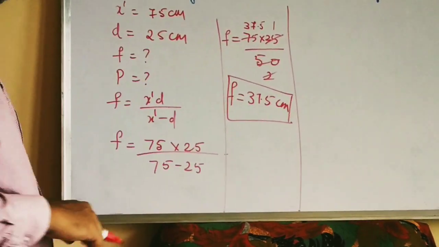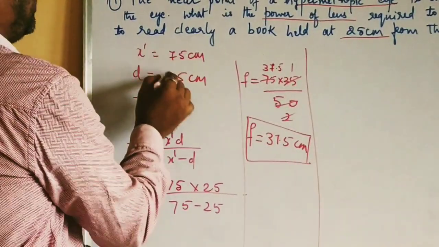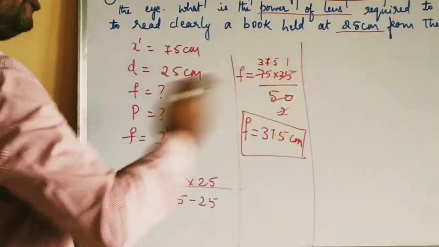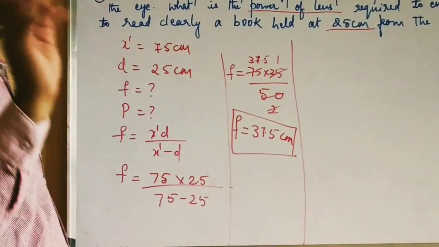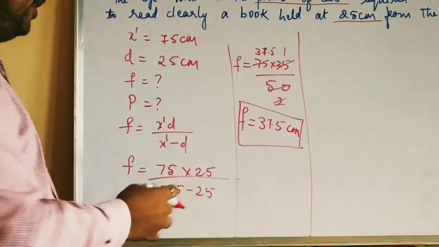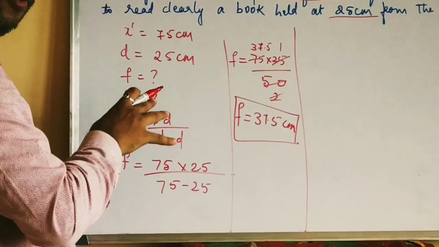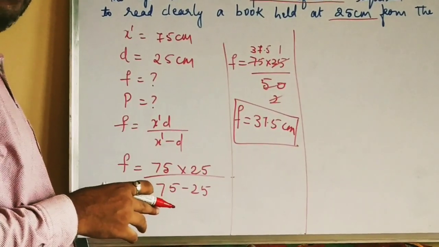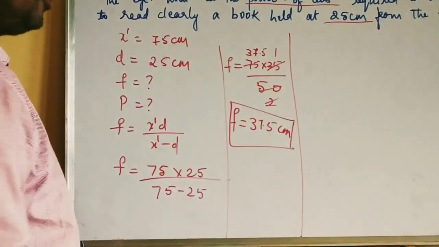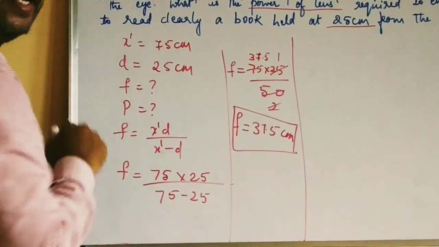Now you will have the doubt: why should we not take negative signs here? Because we are taking the measurement from the defected lens. Remember, while beginning with the formula, that is 1 by f is equal to 1 by v minus 1 by u, there only we have substituted minus x dash and minus d.